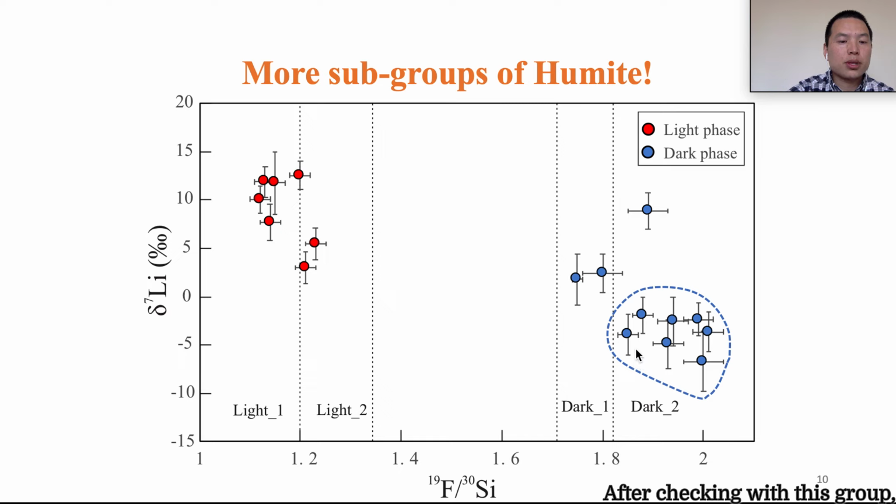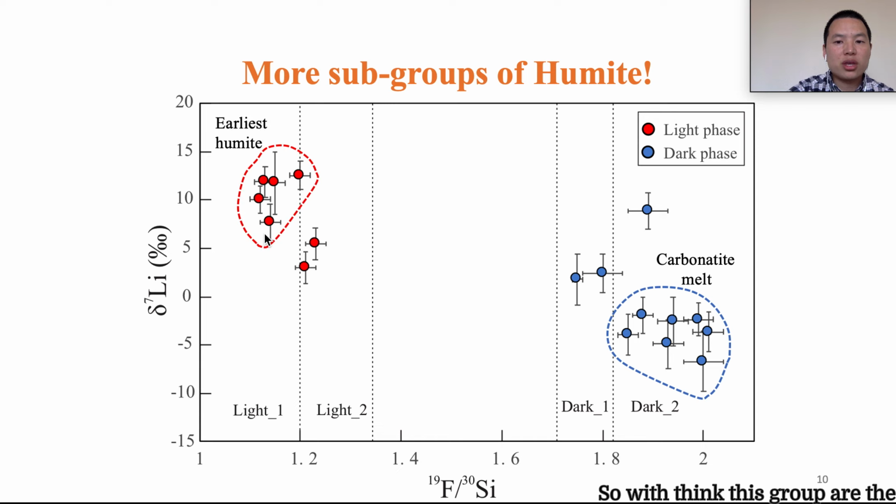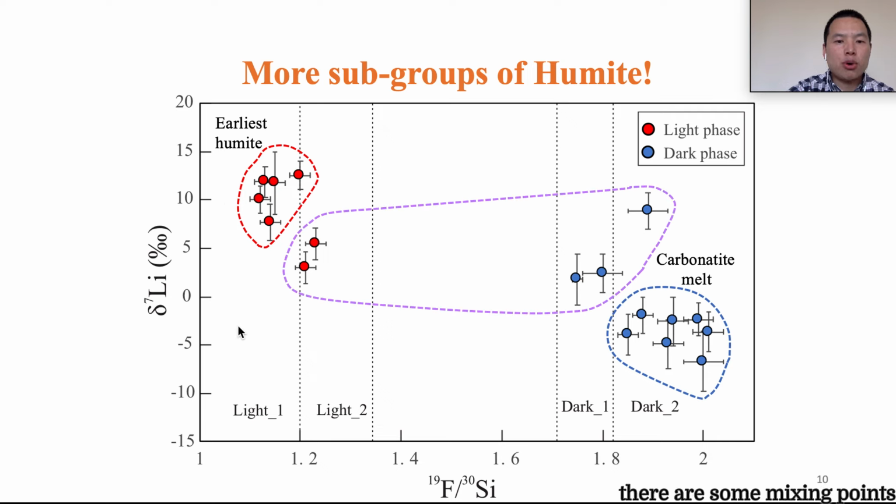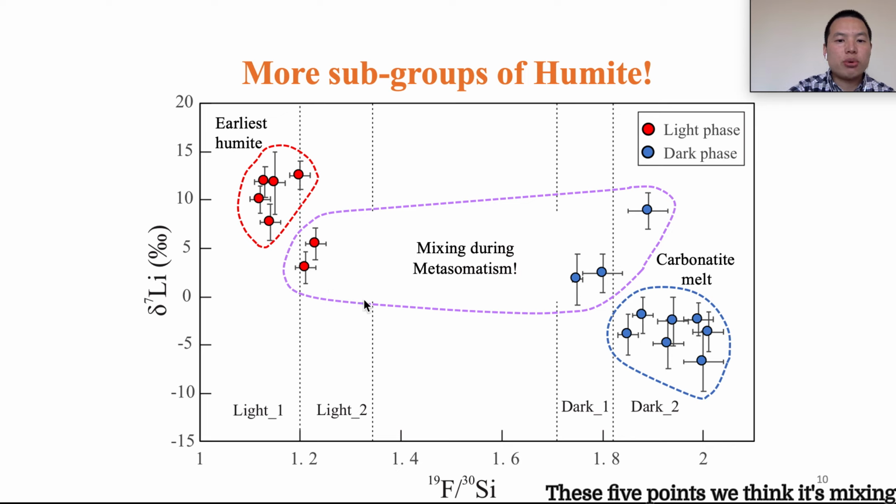After checking with this group, we found most of these measurements are from individual large dark phase, that's possibly from carbonatite melt. We can see it's very rich in fluorine. So you would probably agree, if the light phase had the least fluorine, it may suggest it has the least influence by the late carbonatite melt. So we think this group are the earliest humite, and they have very positive delta lithium-7. Of course, there are some mixing points between them. These 5 points, we think, are mixing during the metasomatism process.